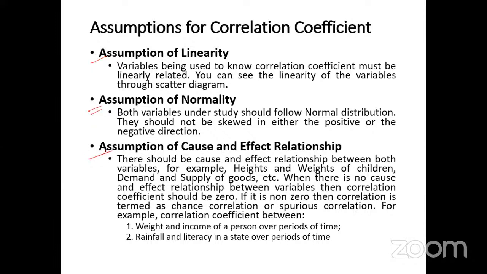Another most important thing while doing correlation is that there should be a cause and effect relationship. It means both variables should be related to each other. Otherwise, when you make the relationship, it is called a spurious correlation.